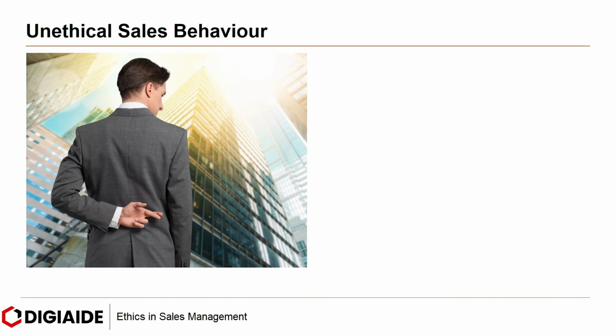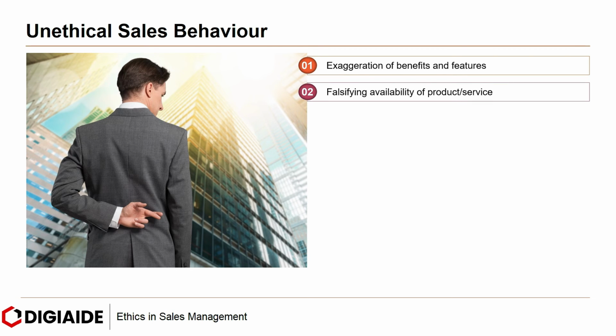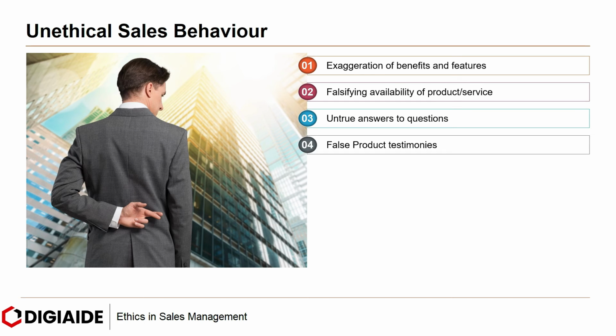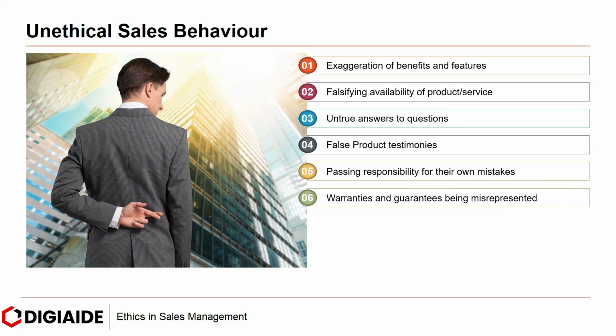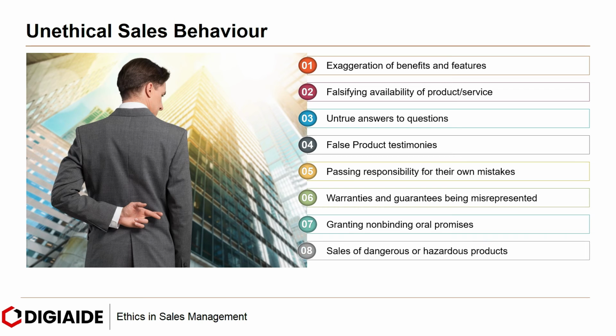Now let's look at some of the unethical sales behavior. First, exaggeration of benefits and features. Second, falsifying availability of product or service. Third, untrue answers to questions. Fourth, false product testimonies. Fifth, passing responsibility for their own mistakes. Sixth, warranties and guarantees being misrepresented. Seventh, granting non-binding oral promises. And finally, sale of dangerous or hazardous products.